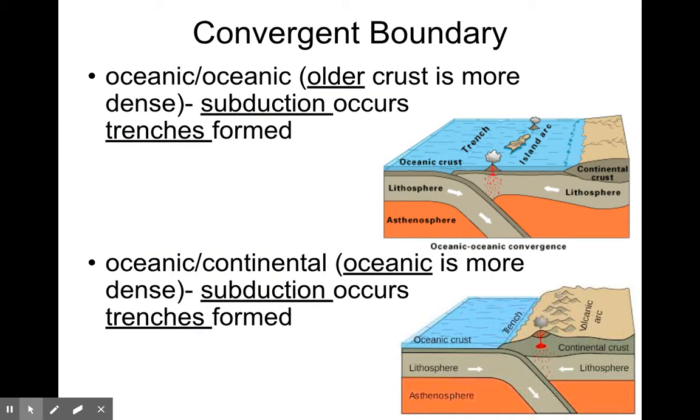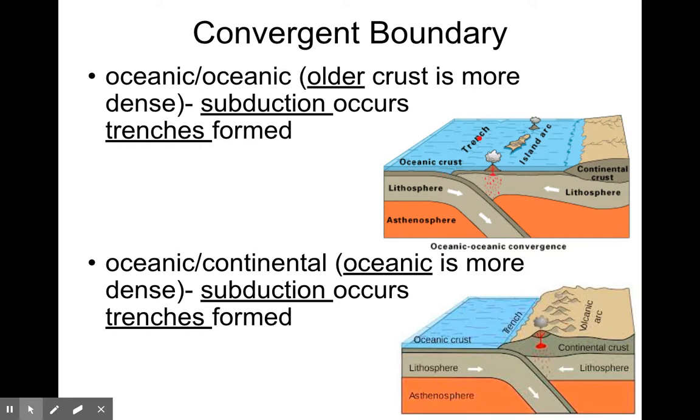All right. So there's 3 different types of convergent plate boundaries. Here are the first 2. The first one is oceanic and oceanic, which means this is an oceanic crust and this is an oceanic crust. When this piece of crust and this piece of crust collide with each other, the one that is older is more dense and therefore will sink. So this is the older crust, so it sinks. Okay. So the subduction occurs, and then also when it sinks, you should know what happens when subduction happens.